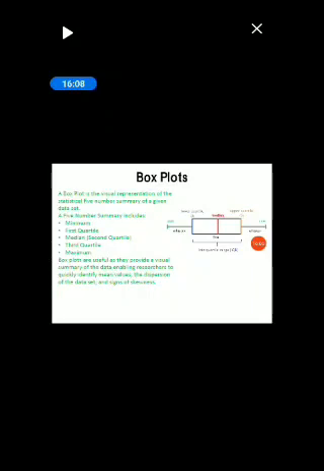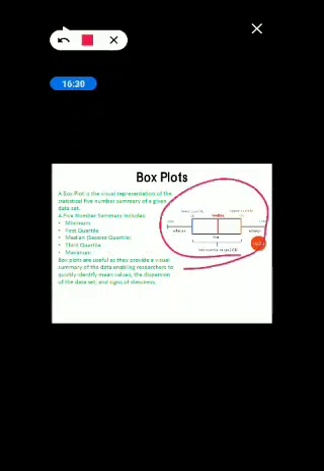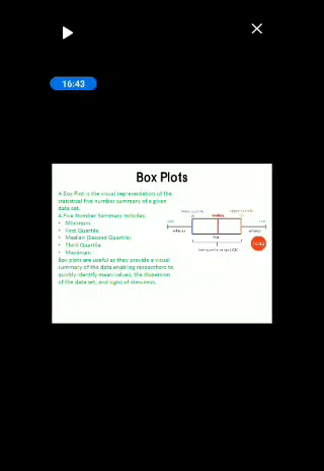Then we have several other plots also. A box plot is the visual representation of the statistical 5-number summary of a given data set. What are these? These are minimum, maximum, first quartile, third quartile and the second quartile as median. If you can see the box plot here, you will understand the things. This is the minimum, this is the maximum, this is the median or the second quartile, this is the first quartile and this is the third quartile. So this is the way of the box plot.